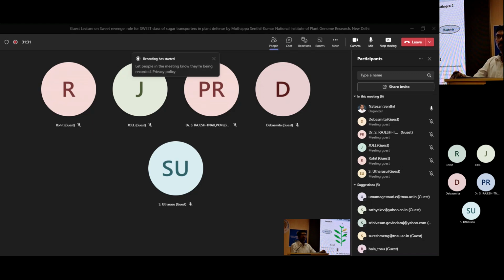When I mean a non-host pathogen, the pathogen is currently not able to infect that plant, while it is successfully able to infect its closely related plant. So whenever I mention non-host pathogen in the talk, this is what I mean. And when I mean non-host plant, this is what I mean.